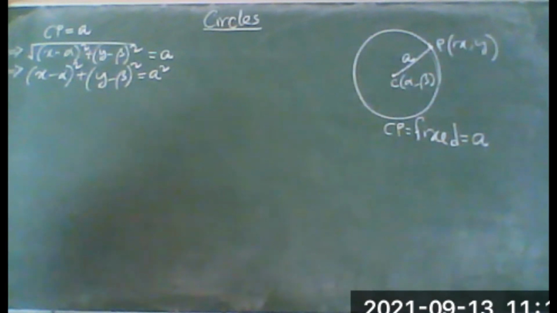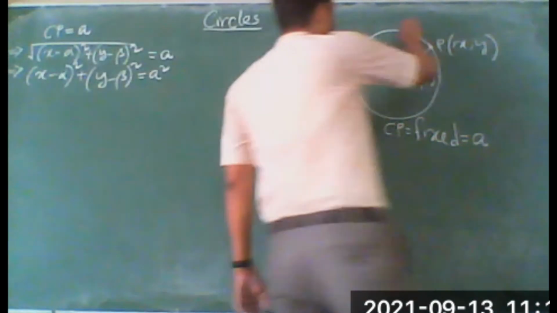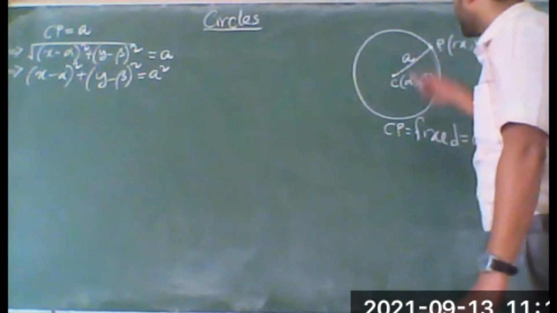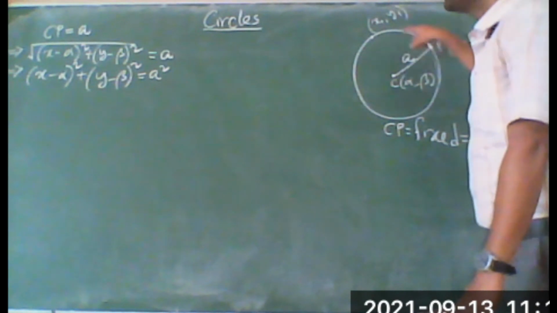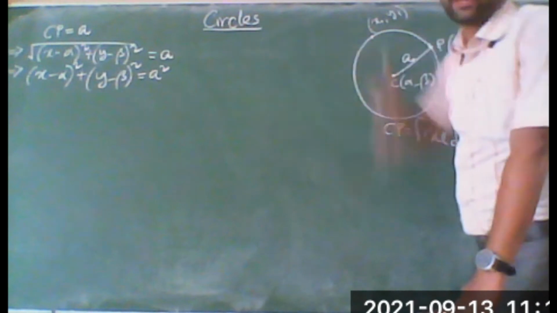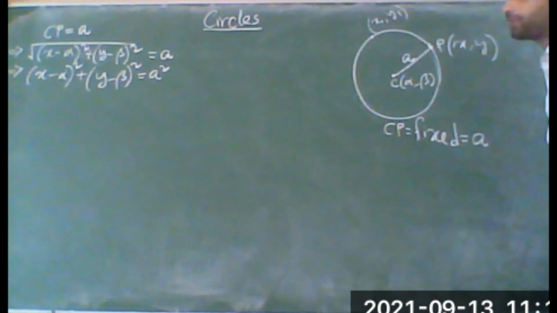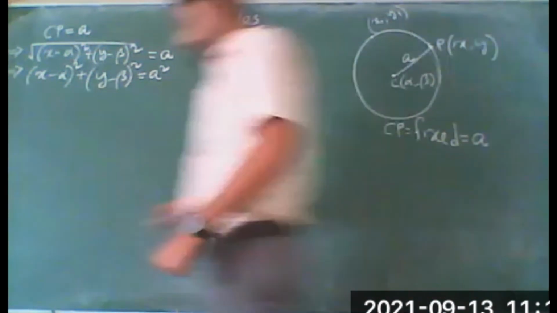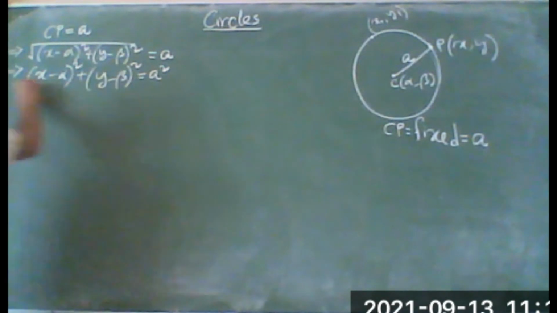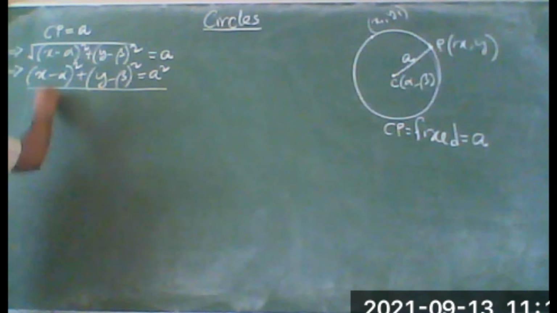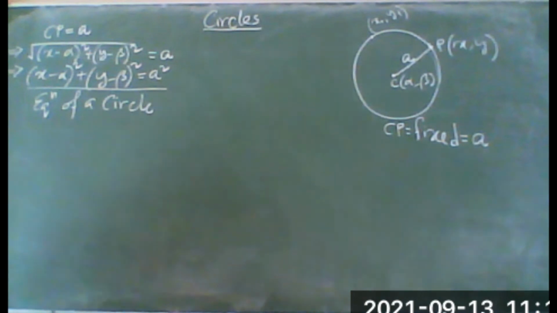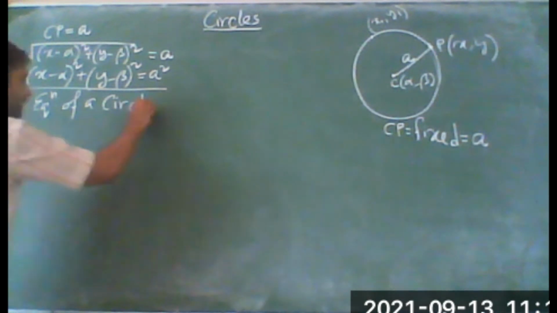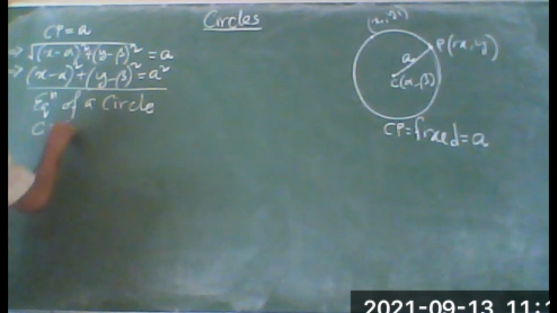So this relation between x and y represents all the points on the circle. You take any point, say x1 and y1, and you will see that this point also satisfies the relation x minus alpha whole square plus y minus beta whole square is equal to A square. So this relation is the equation of a circle, and moreover, the point C is the center of the circle.